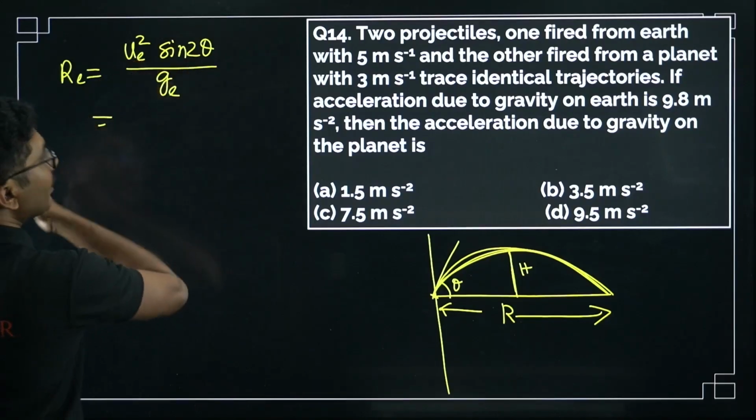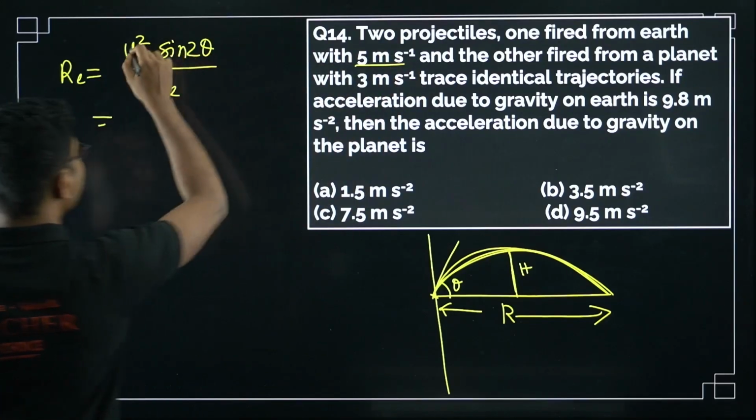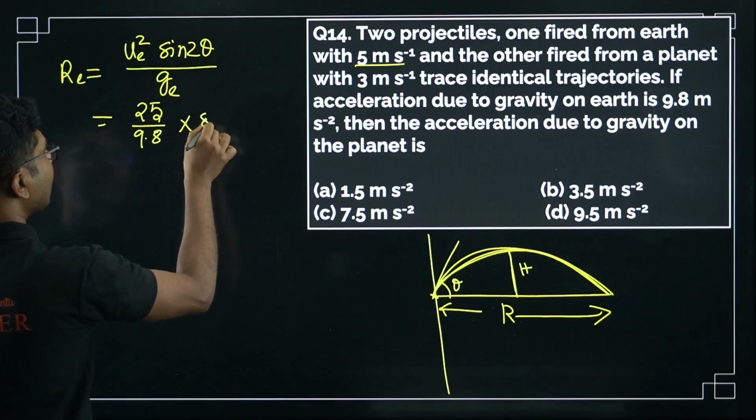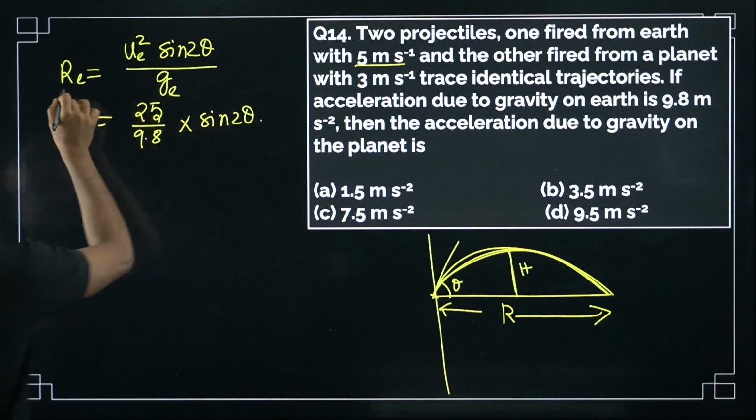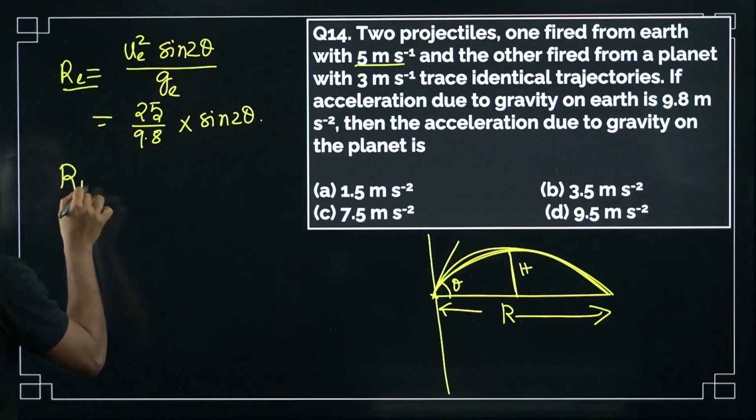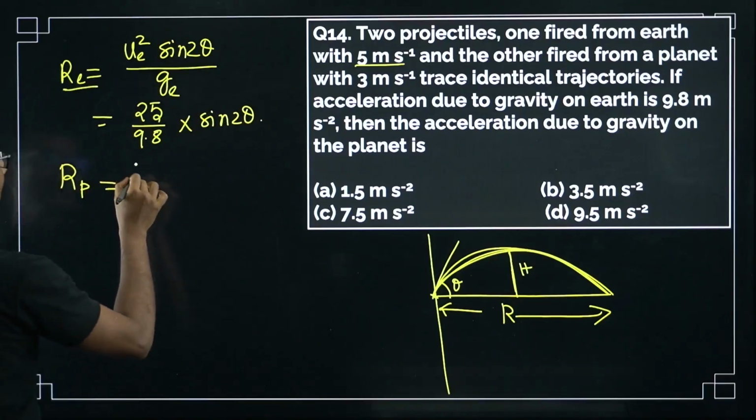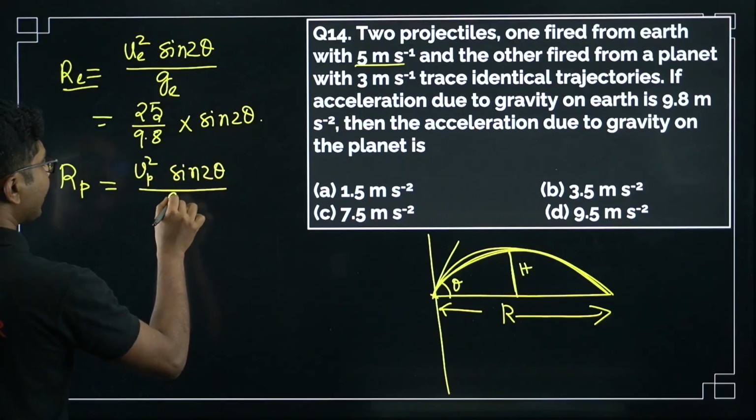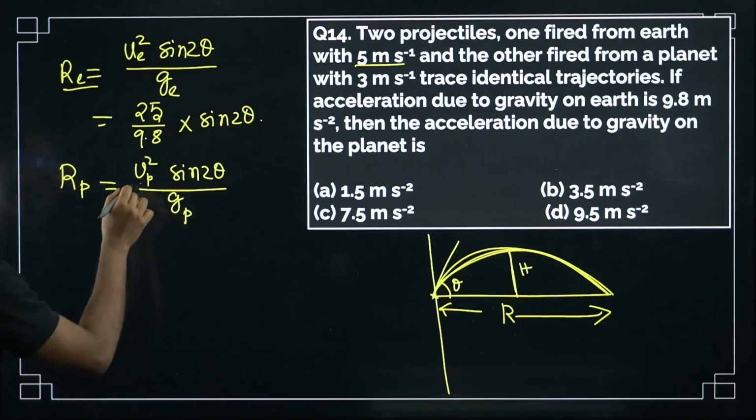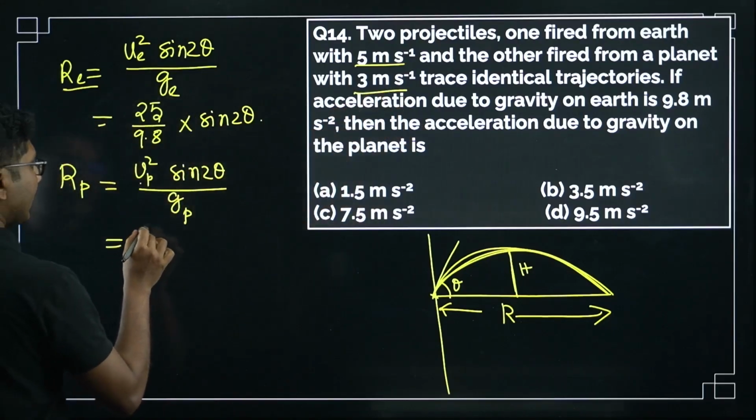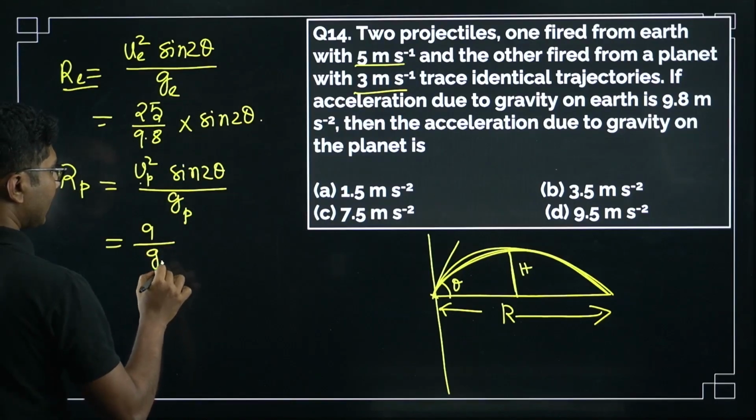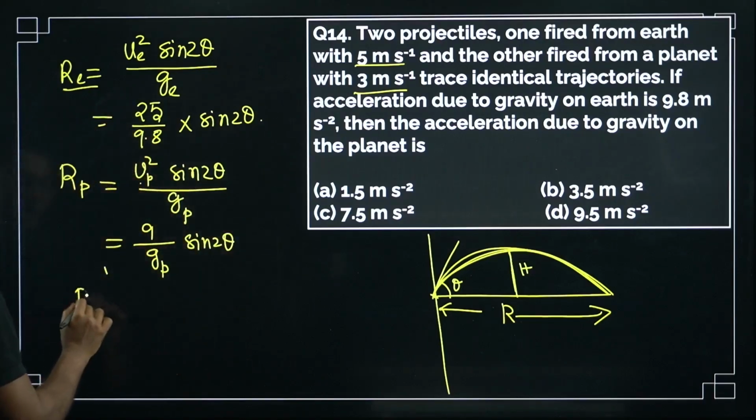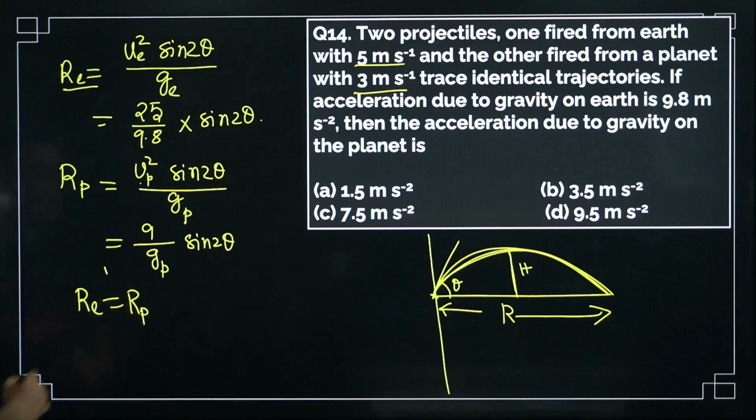Now what is the value? u is 5, right? So 5 square is 25 divided by g, which is 9.8, into sine 2 theta. This is the projectile on the Earth. For the projectile on the unknown planet, Rp is basically Vp square sine 2 theta divided by the gravitational acceleration of that planet. What is Vp? Vp is 3 meter per second. So it will be 9 divided by Gp into sine 2 theta. Now you need to compare these two. So Re must be equal to Rp if the trajectories are the same.